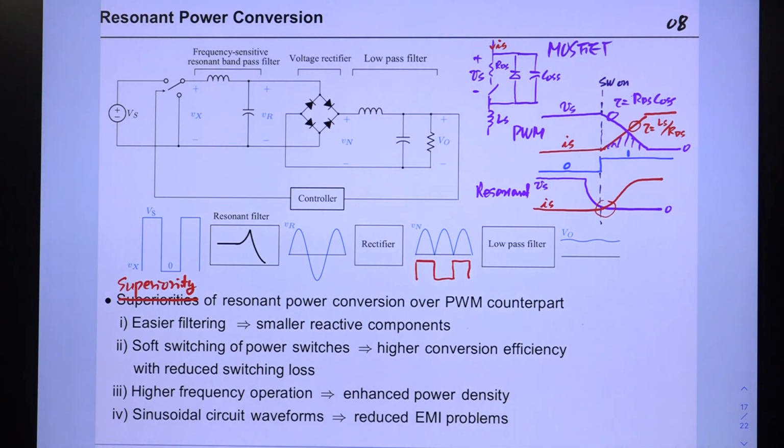Another big advantage is that in this converter, circuit waveforms are almost sinusoidal for every current and every voltage. That reduces the EMI problem a lot. So this is another advantage. Because of these advantages, people prefer to use resonant power conversion, especially for high power applications. So we are learning this.